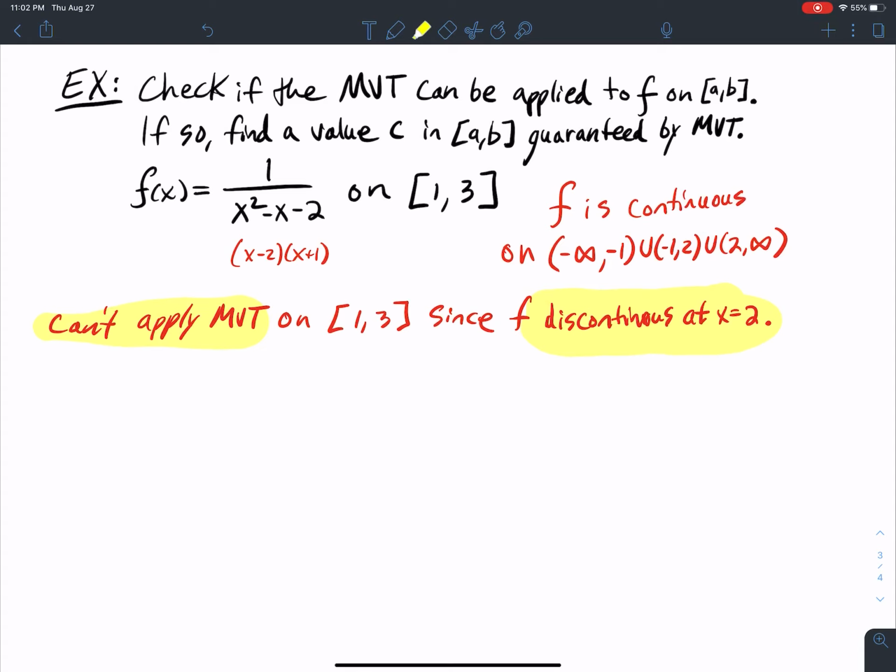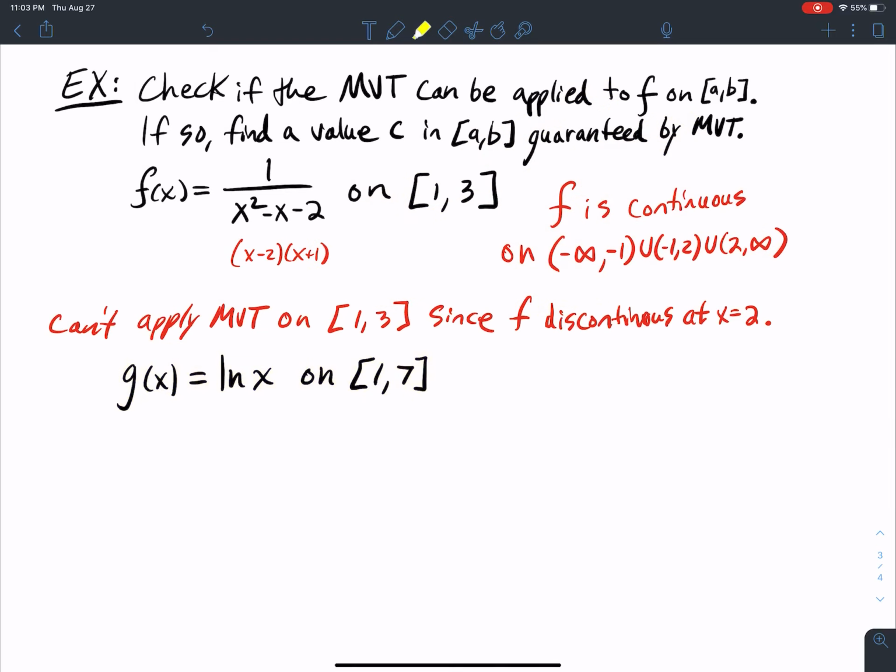In order to drive the Ferrari, you've got to make sure that you have the keys first. And if you don't have the keys, if it's not continuous or it's not differentiable, then you can't drive the Ferrari. You can't use the mean value theorem. So let's try another problem. Let's do one now where we actually can do it. That way, I wanted to show you an example where it didn't work and then one where it does work.